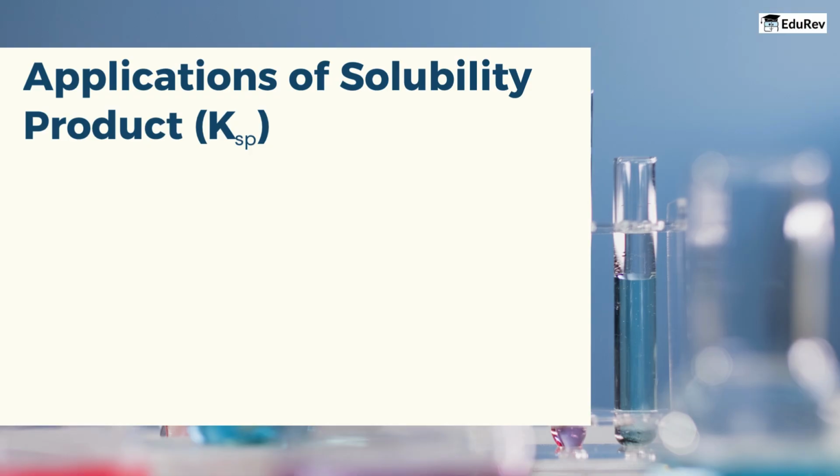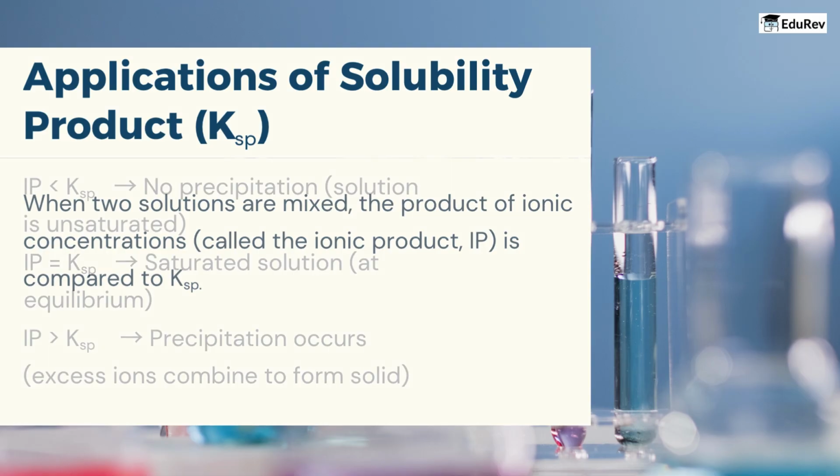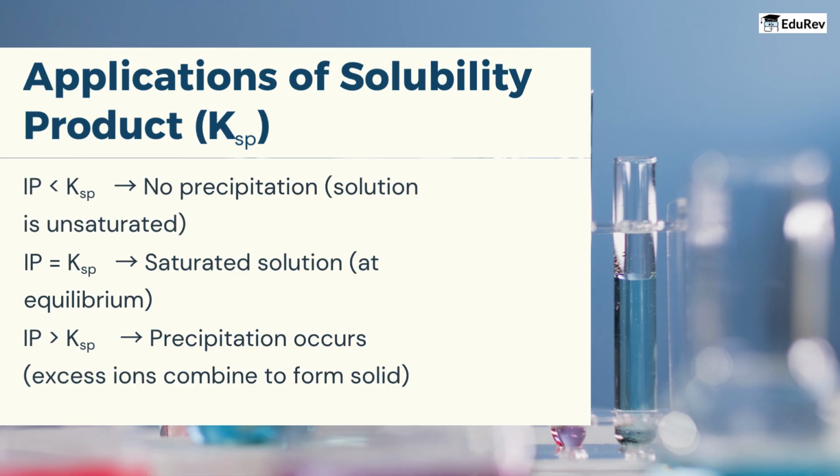Applications of solubility product. When two solutions are mixed, the product of ionic concentrations, called the ionic product, IP, is compared to KSP. If IP is less than KSP, the solution is unsaturated, no precipitation. If IP equals KSP, the solution is saturated, equilibrium exists. If IP is greater than KSP, precipitation occurs.